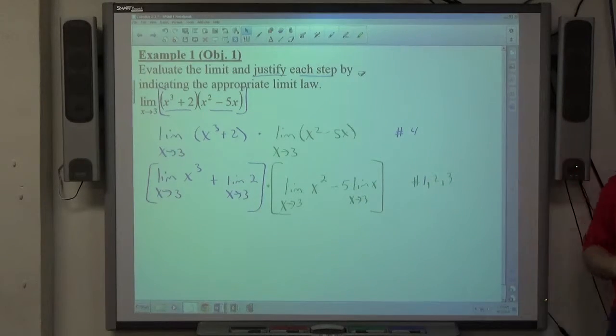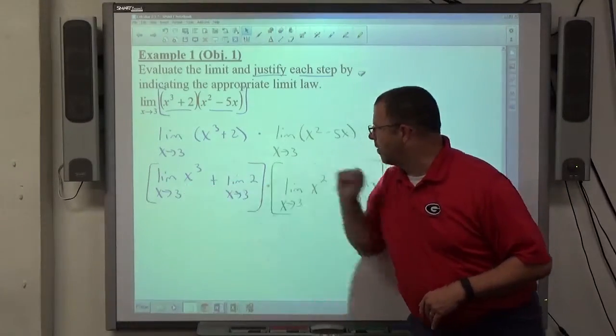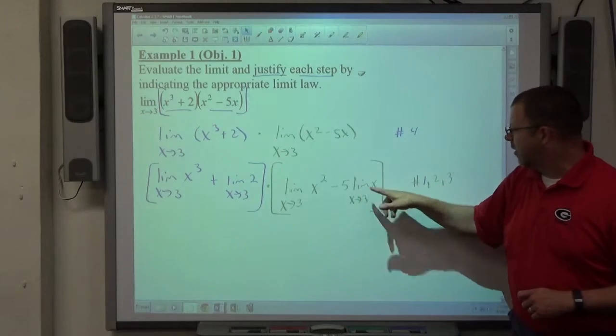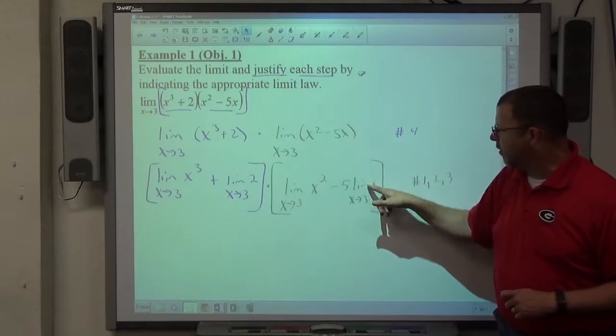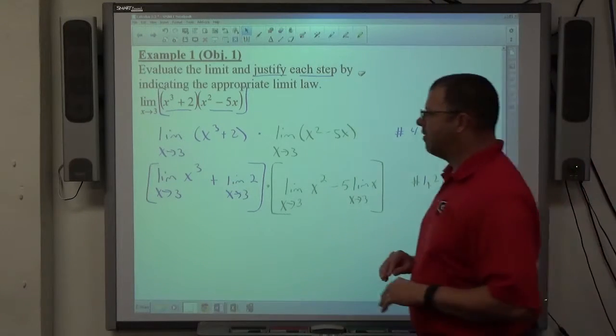So rule 1 was the blue one. The addition changed from the limit of a sum into the sum of limits. Rule 2, limit of a difference into the difference of the limits. Rule number 3, taking the coefficient out in front of the limit. Okay? Look at the pieces I have left here.